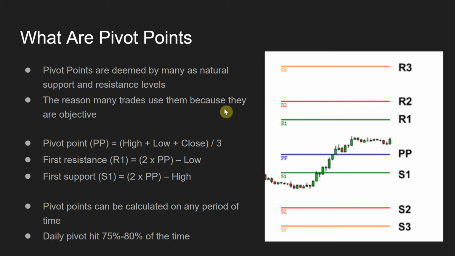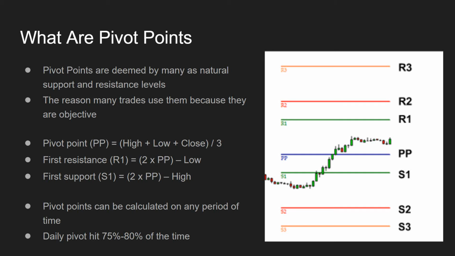Again, the indicator does all this for you, but the pivot point is the high plus low plus close divided by 3. And the high, low, and close you can take from a daily, weekly, or monthly period. So you can get daily, weekly, or monthly pivot points, and the pivot points we're going to be using are daily pivot points.